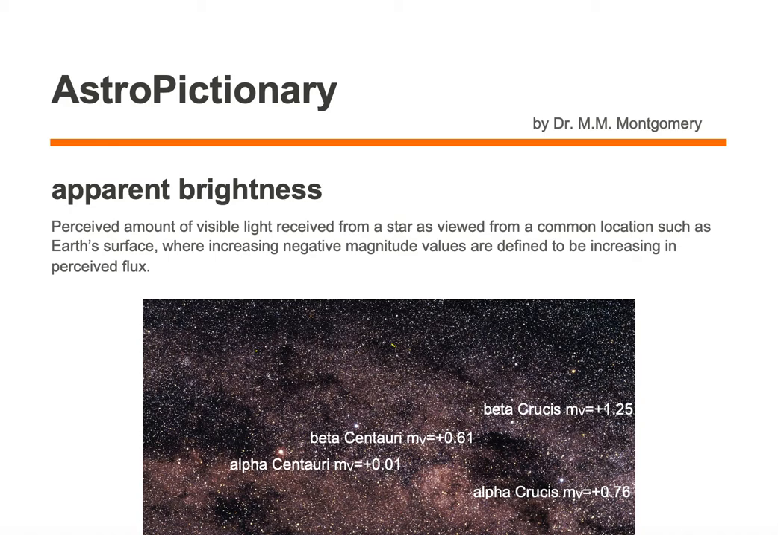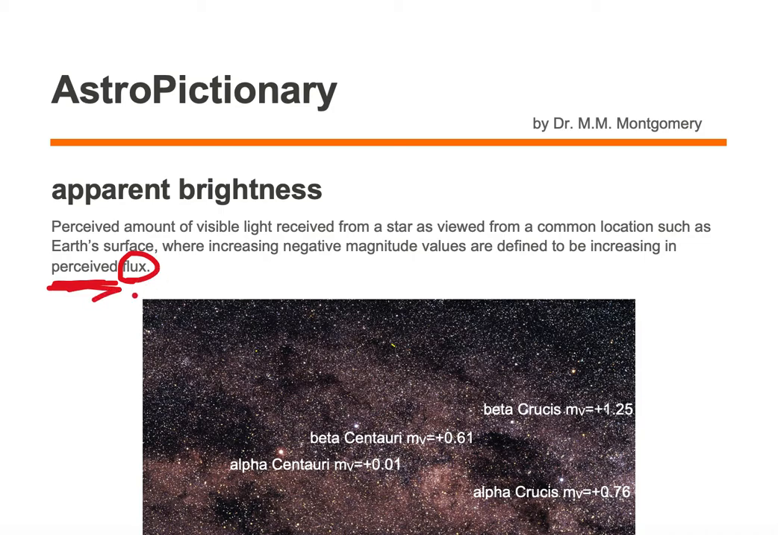Apparent brightness is perceived amount of visible light received from a star as viewed from a common location such as Earth's surface, where increasing negative magnitude values are defined to be increasing in perceived flux. Let's unpack this very large definition. Apparent brightness is basically flux, but it's not just flux, it's perceived flux. So you need to understand what flux is.